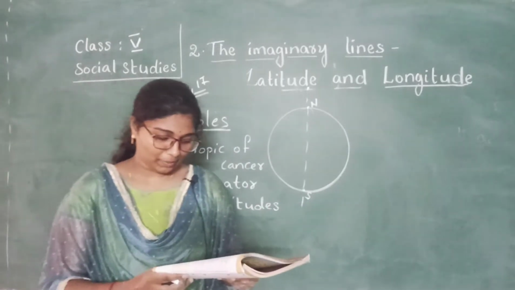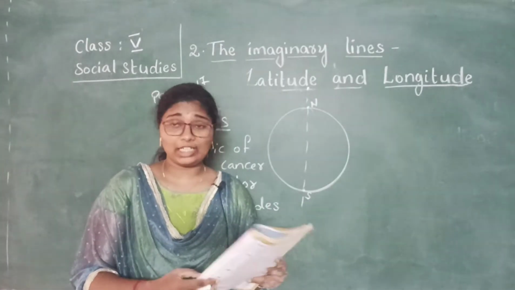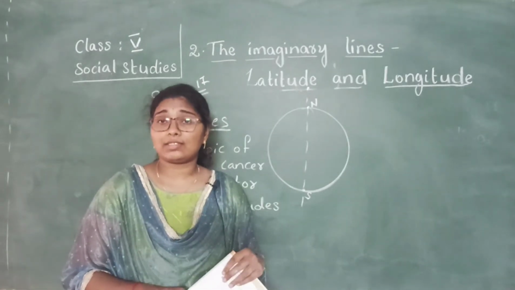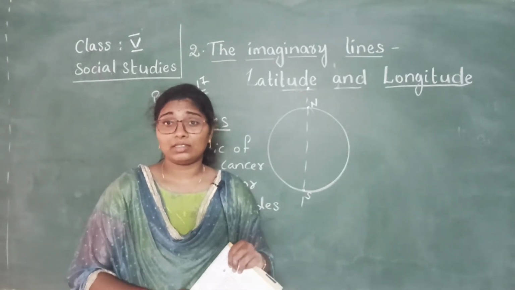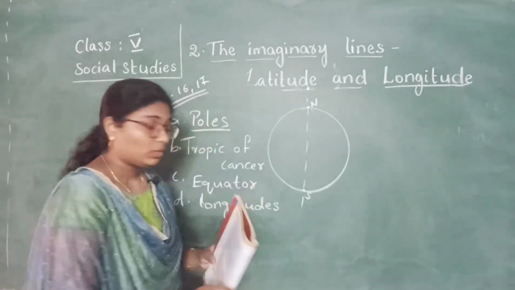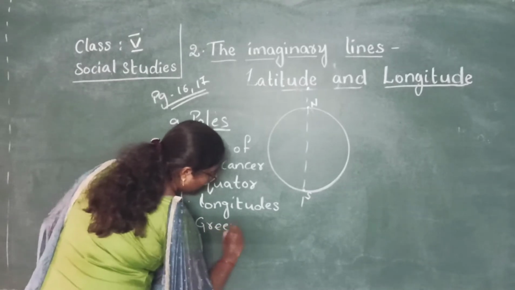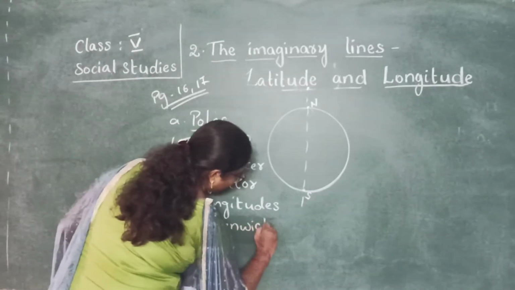The prime meridian passes through dash near London. So what is that place? The prime meridian passes near London. It is Greenwich.